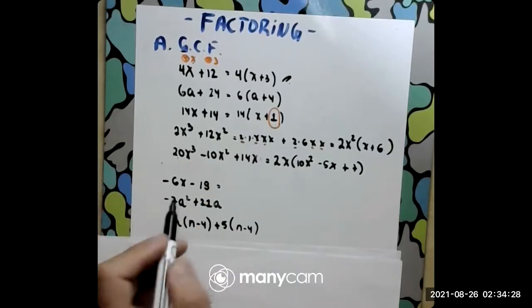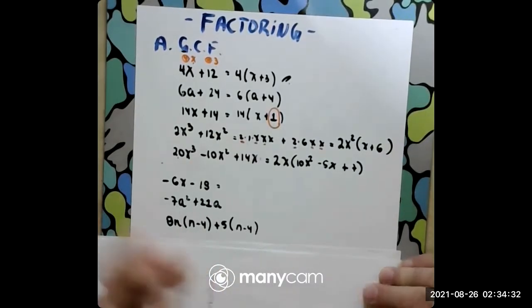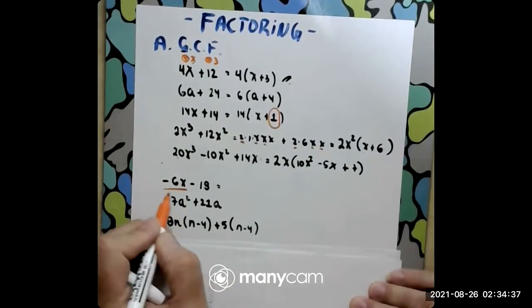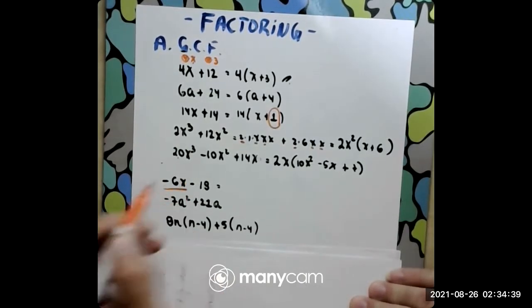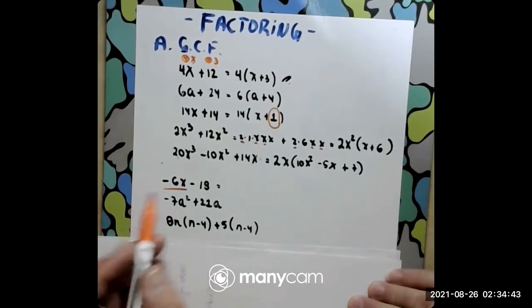I have these: -6, -18. The lead coefficient is the coefficient of the lead term, the first one, the one with the highest exponent. If it's negative, always factor out the negative.